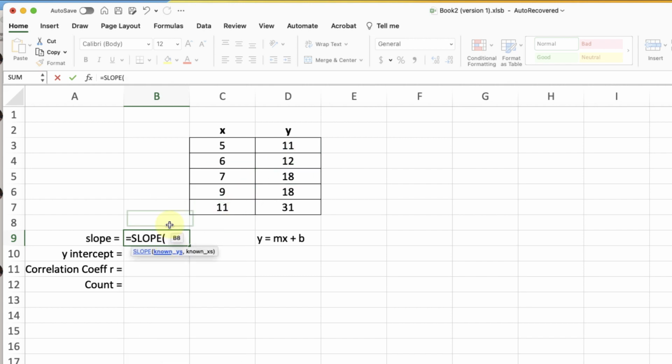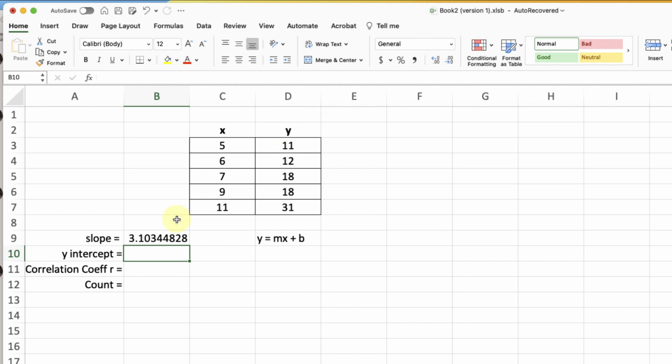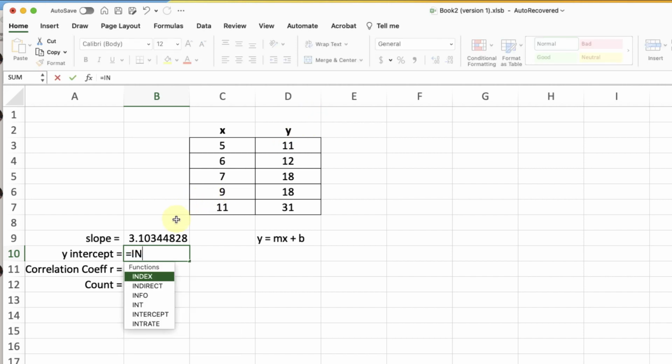and you're going to do the y's. It says the known y's, so you do the y's first, then a comma, then find your x's, because the slope is the y's over the x's, the change of them over that. There's our slope. The y-intercept would be the same thing, just type equals intercept, y's again, comma, over the x's.